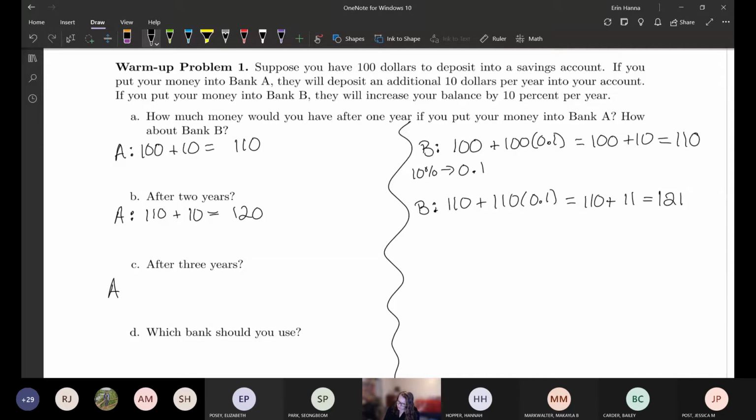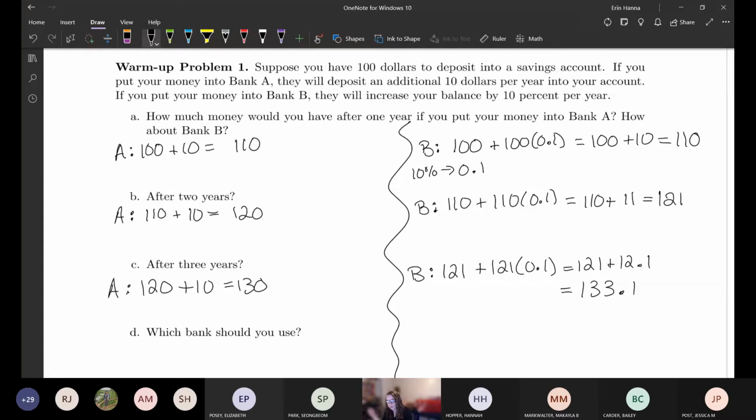At the end of 3 years, with bank A, you started with $120 in the 3rd year, and they add on an extra 10, so you would end with 130. Bank B, you start with the 121 and add on 10% of 121, which would be 12.1. So you're going to end with $133.10. Still not a huge difference by any means, excuse me. But if you're just having it sit there and it's quote unquote free money, I would take an extra $3.10.